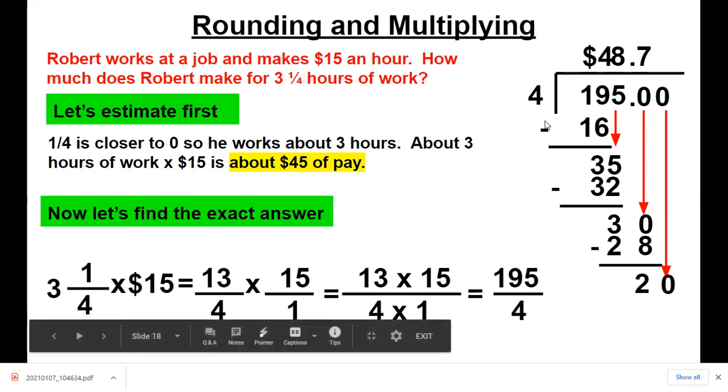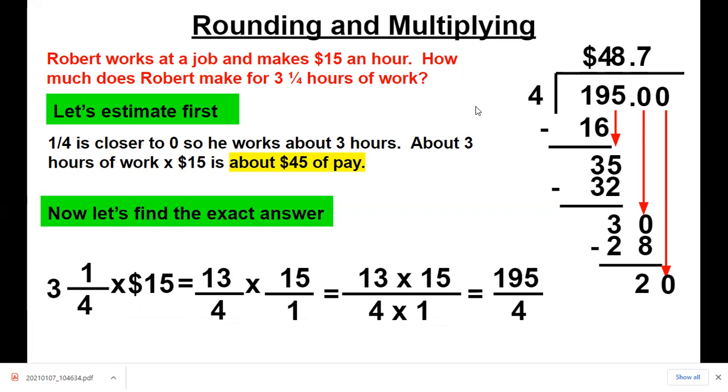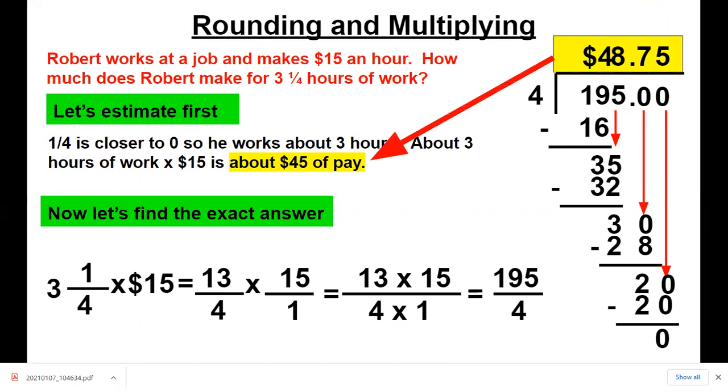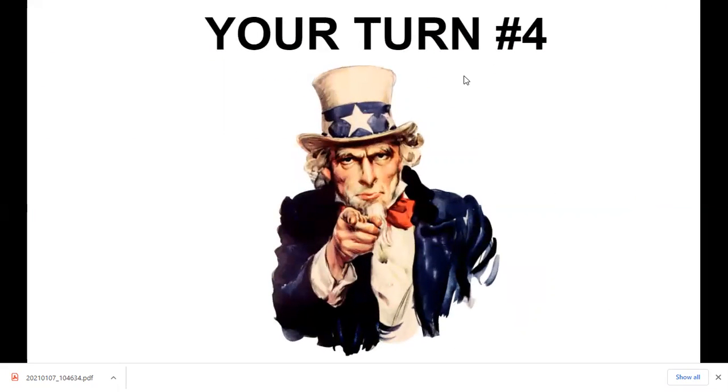Now I have 20. How many 4s go into 20? Well, a nice even 5, right? 4 times 5 is 20. I subtract. And now I don't have a remainder. So instead of making it 48 3/4, I made it 48.75. So that's $48.75. So that's my real answer. Is it close to my estimate of $45? Yes, it is. So I know I did my math correctly. Yay. Okay, you get to try some of these problems with estimating, and I'll see you back in a moment.